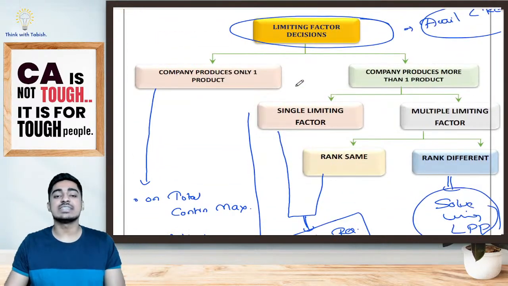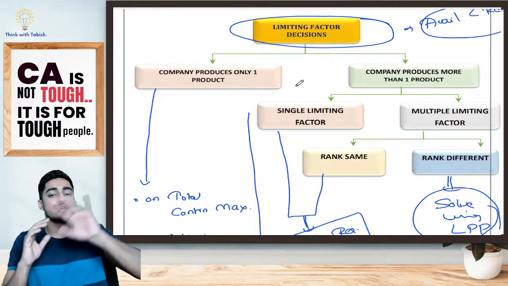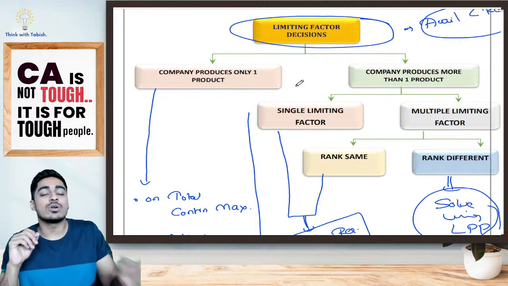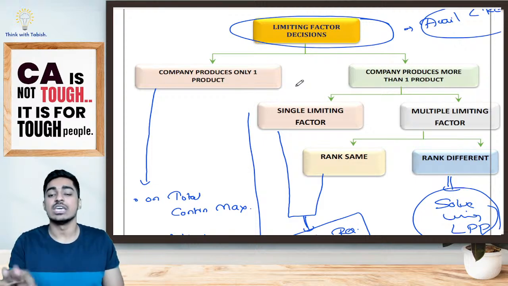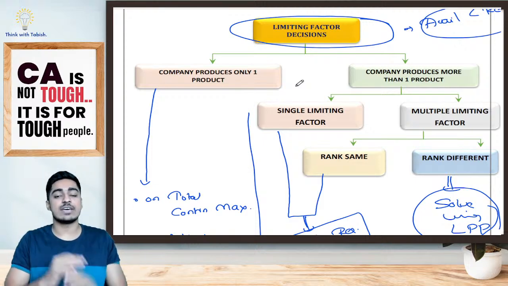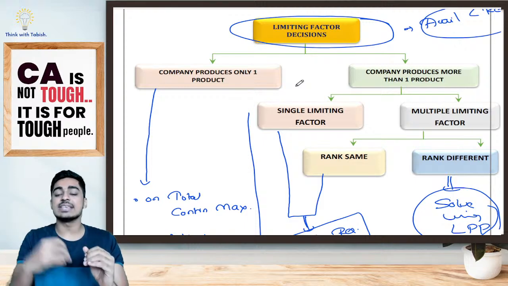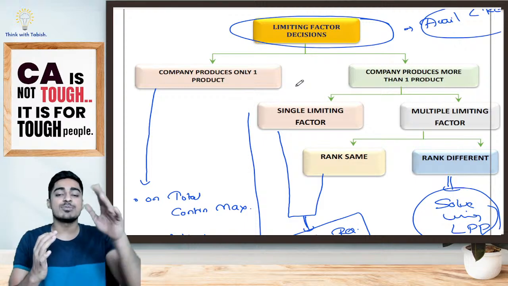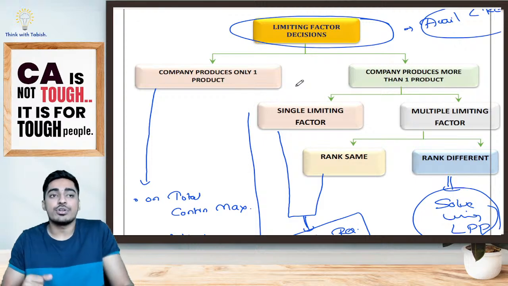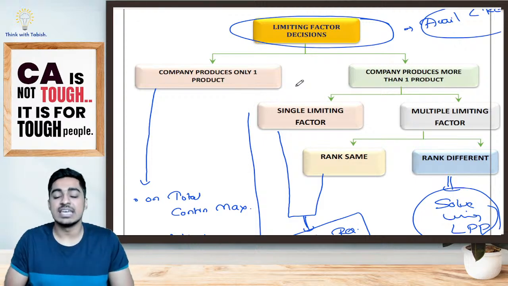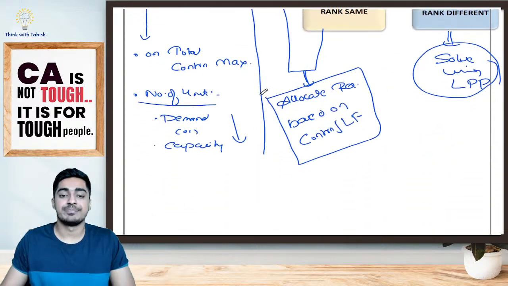Next, product mix decisions. If the company produces only one product, wherever total contribution is maximum, that we produce. If it is more than one product, we have a single limiting factor or multiple limiting factors. For multiple limiting factors, the rank is the same or the rank is different. If the rank is the same, or if we have a single limiting factor, based on contribution per limiting factor, we take a decision. But if the rank is different, we need to go for LPP.